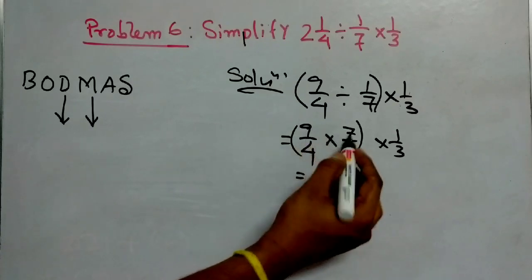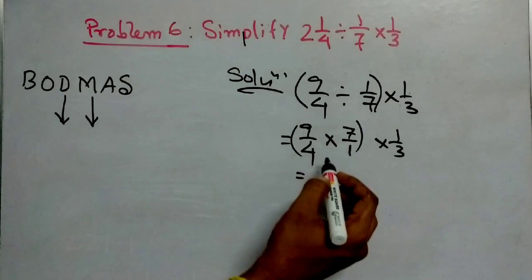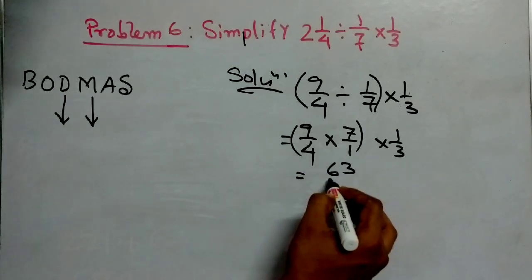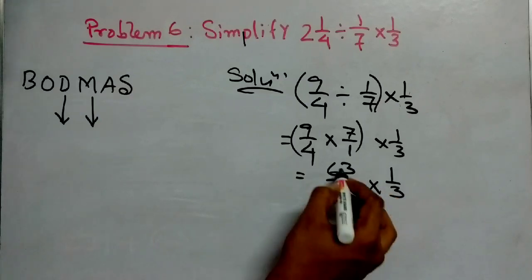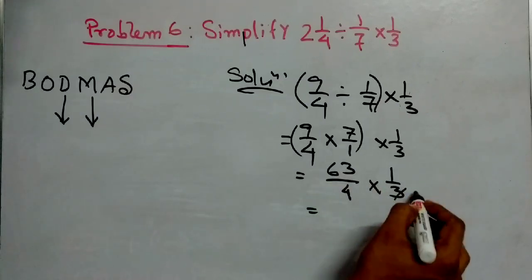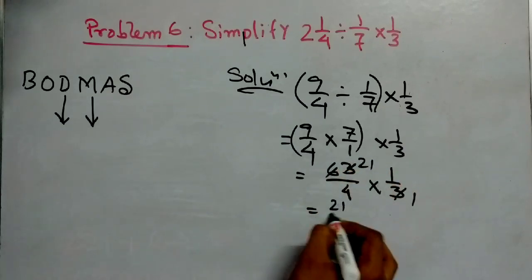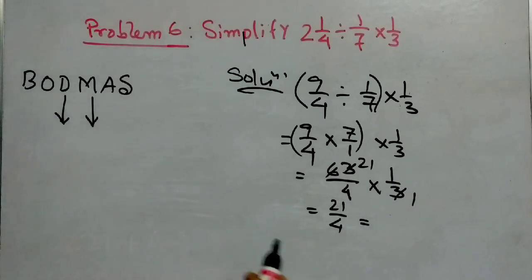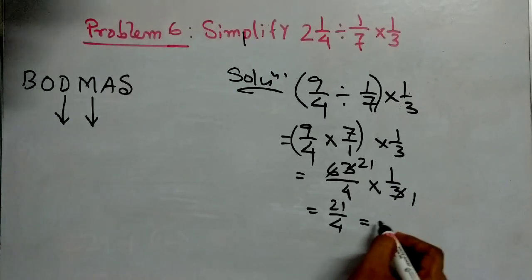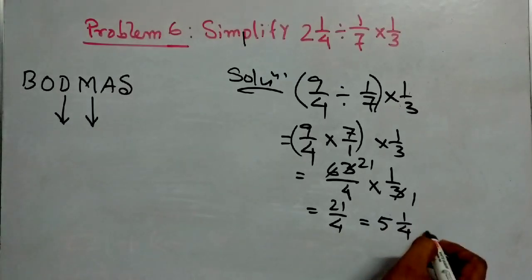So 9 into 7. We cannot go for any further calculation. That is why we will write 63 by 4 into 1 by 3. So 63 and 3, 3 ones are 3, and this is 21. So this is 21 by 4. Let us convert 21 by 4 into a mixed fraction. So it will be 5 whole 1 by 4, and this is the result.